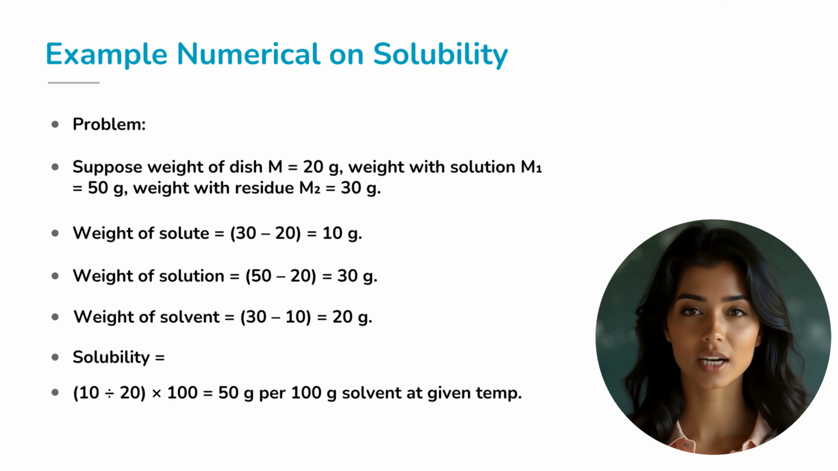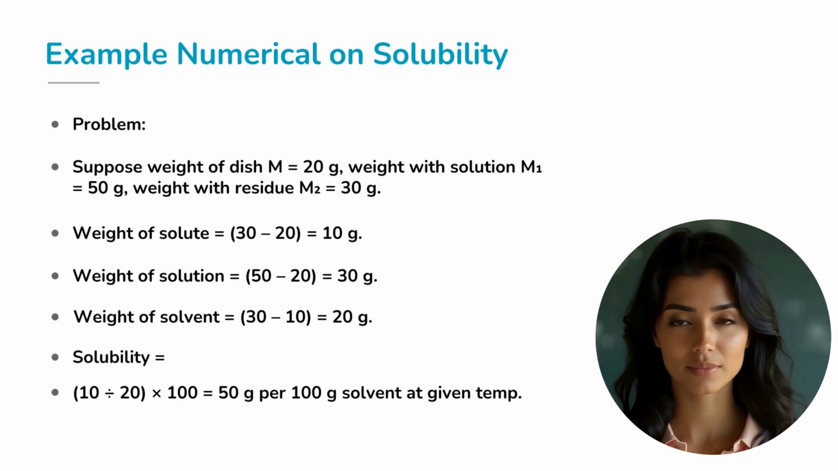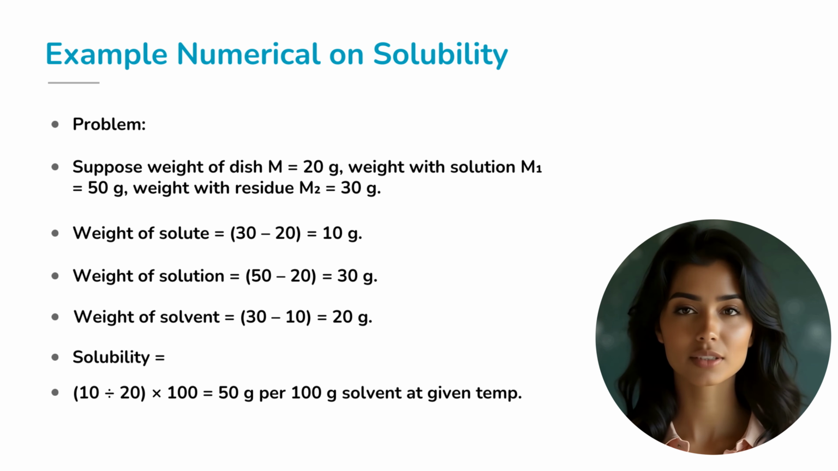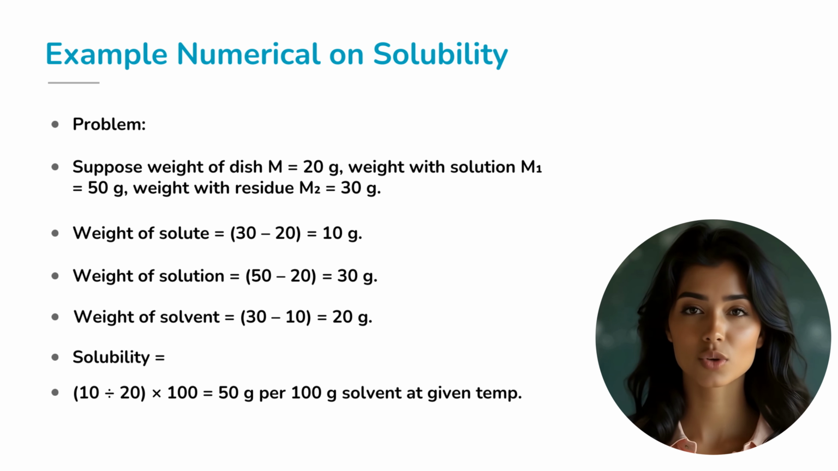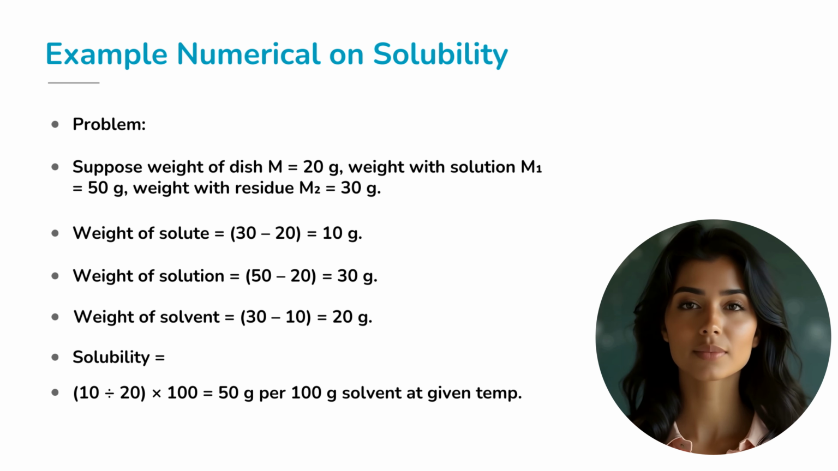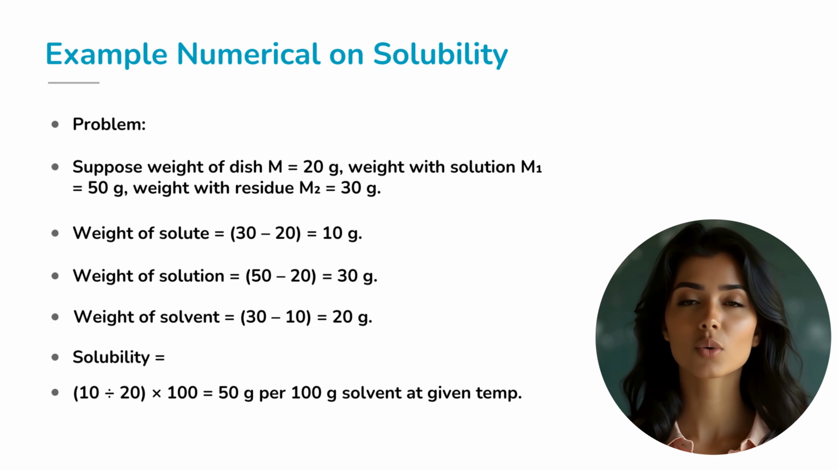Let's work through a numerical example to make it clearer. Suppose the weight of the empty dish, M, is 20 grams. When we place it with the solution, the weight M1 is 50 grams. After evaporation, the dish with solute weighs 30 grams, that is M2. So, the weight of solute is 30 minus 20, which is 10 grams. The weight of the solution is 50 minus 20, which is 30 grams. Hence, the weight of the solvent is 30 minus 10, which equals 20 grams.